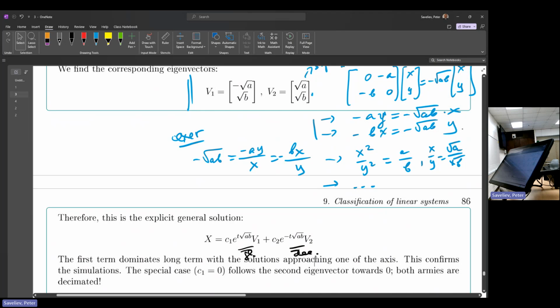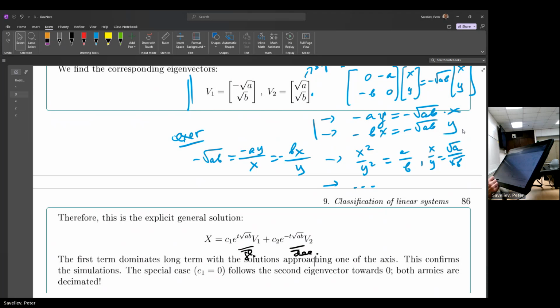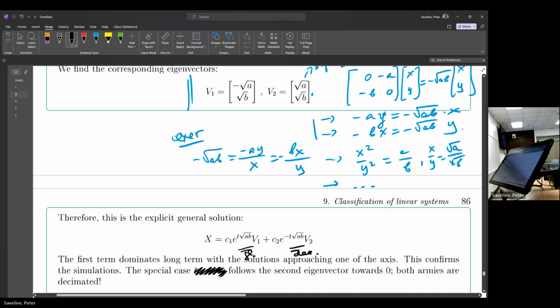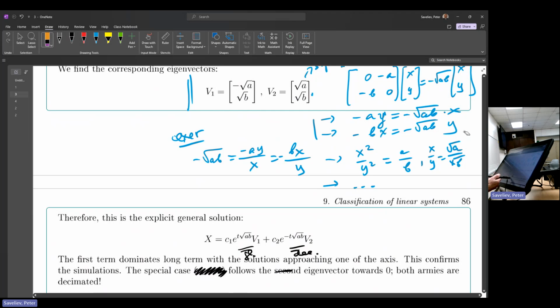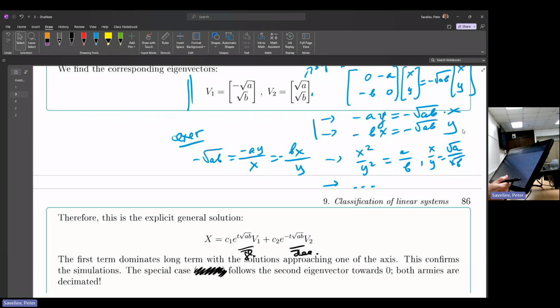Yeah. So in a special case, it's not a special case, it follows the second eigenvector towards 0. Yes. So that's what it is.